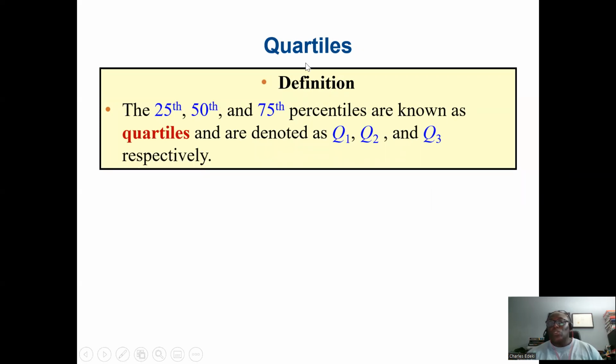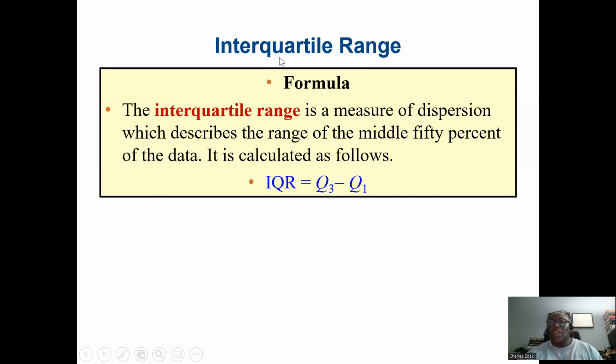In this case, we're going to look for quartiles. So we know if we are looking for quartiles, it will be three: Q1, Q2, and Q3. Q1 means the 25th percentile. Q2 means the 50th percentile. Q3 means the 75th percentile. Now, to find the interquartile range, it's always Q3 minus Q1. So here we say the interquartile range is a measure of dispersion which describes the range of the middle 50% of the data and is calculated as Q3 minus Q1.